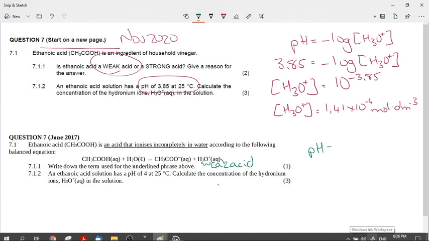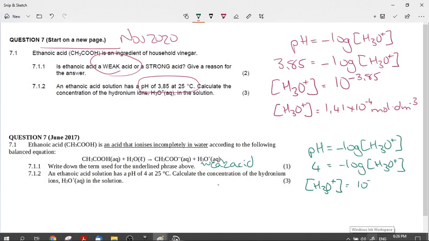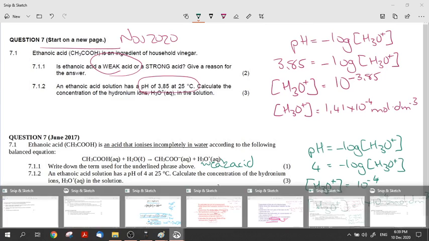So we do the same thing again, pH equals minus log H3O plus. So 4 equals minus log H3O plus. Therefore, the concentration of the hydronium ions is going to be 10 to the power of negative 4. So the concentration of the hydronium ions will be 1 times 10 to the negative 4 moles per cubic decimeter. Okay, so those are two fairly straightforward calculations, taking the pH back to a concentration.